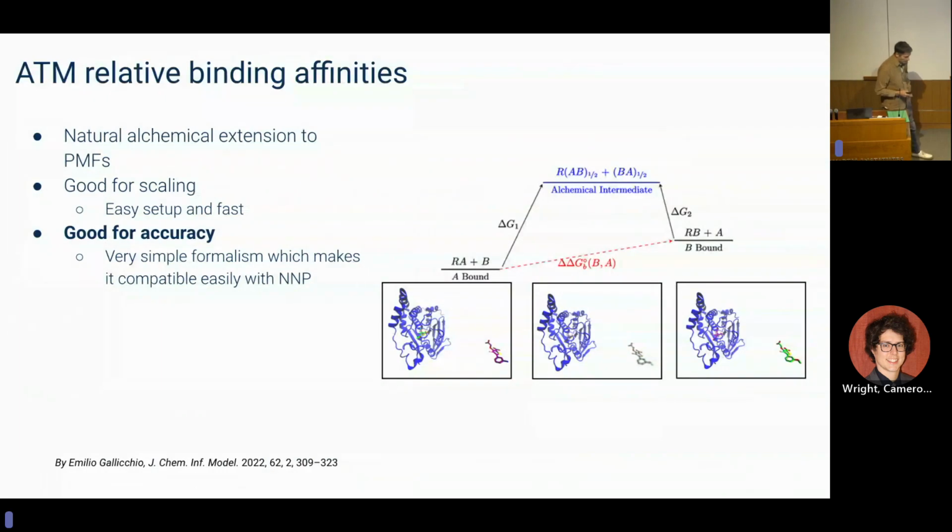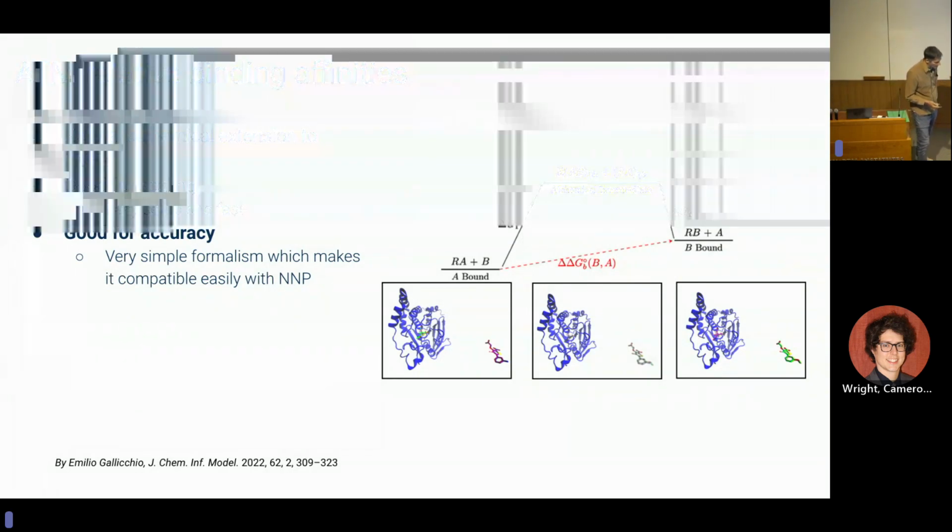And we were looking for some kind of good binding affinity method in OpenMM which was scalable to the future, and I'll say what we mean by that. John proposed to look into ATM by Emilio.